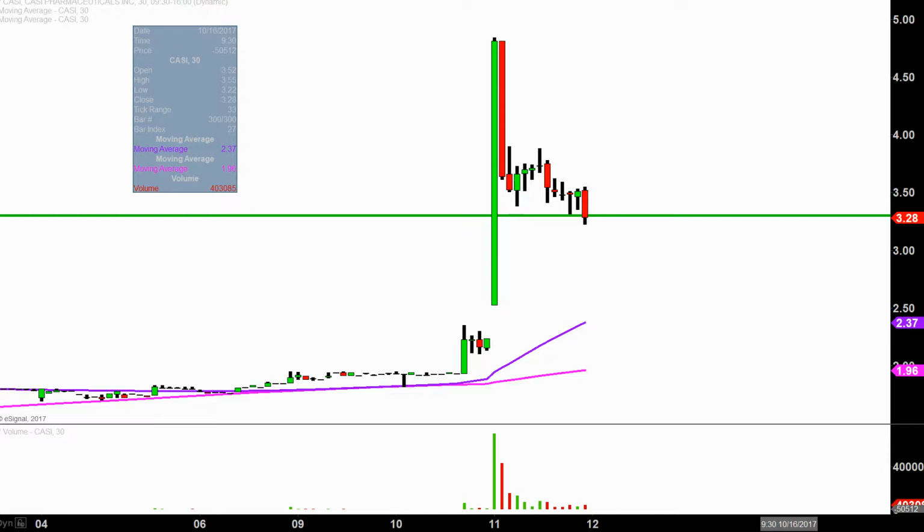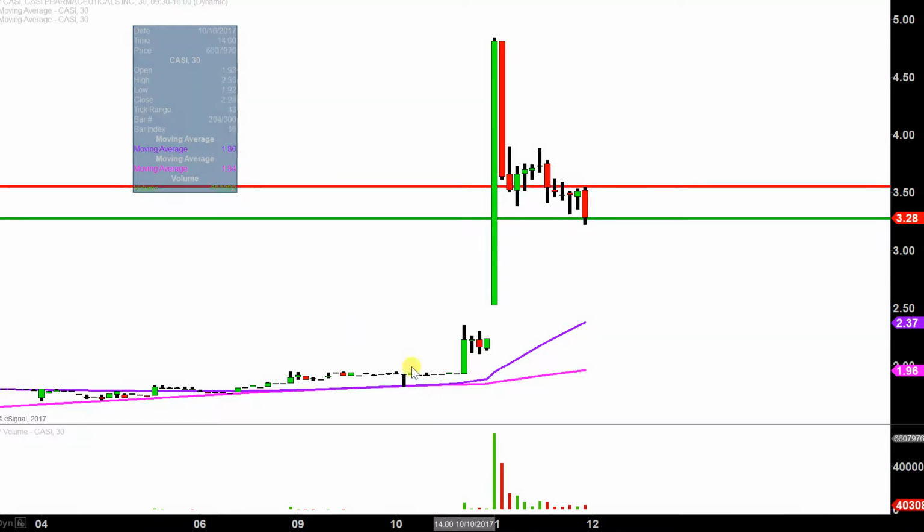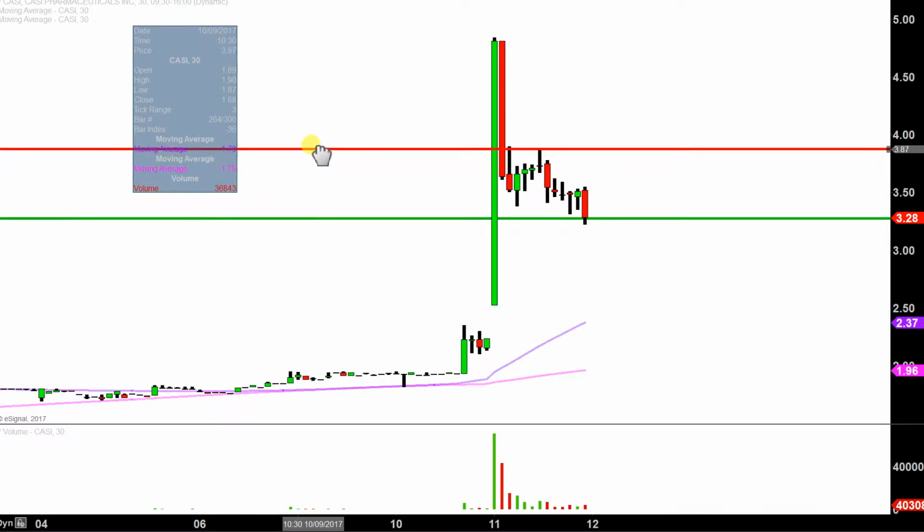Now, what about areas of resistance? I'm only going to talk about one level of resistance, and I'll explain that in a second, but that key level of resistance is right there at $3.88. So $3.88 being the key level of resistance going into tomorrow.